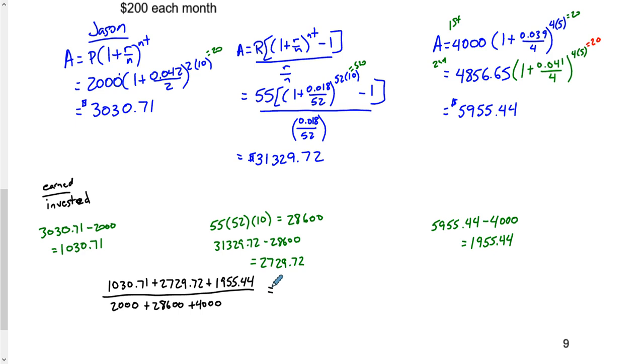I'm just going to take this one step at a time. He would have earned $5,000, $715.87 of interest and had put in $34,600 of interest, or initially invested.